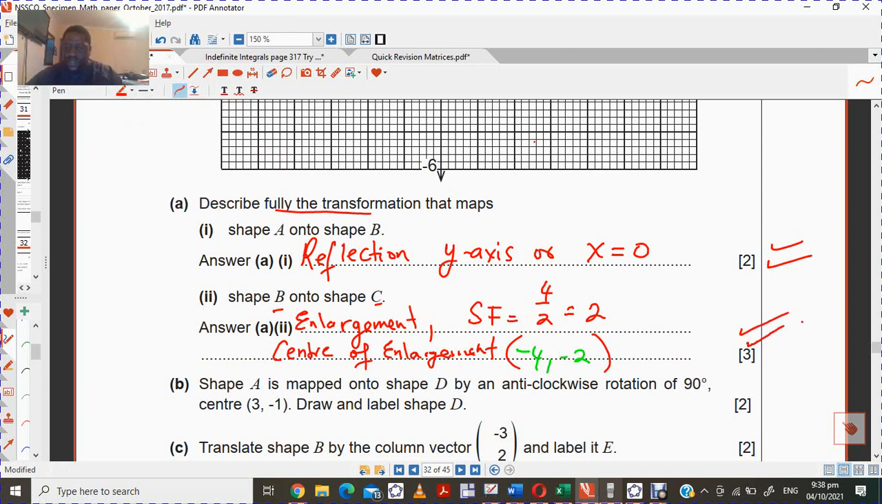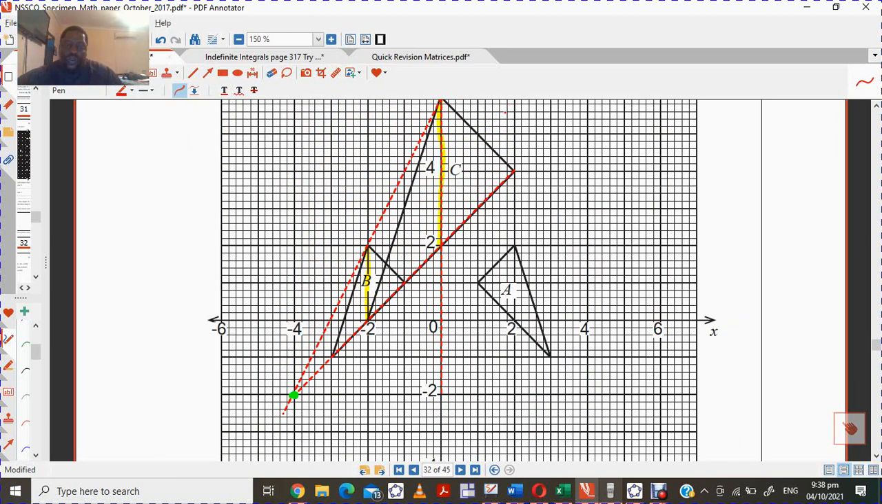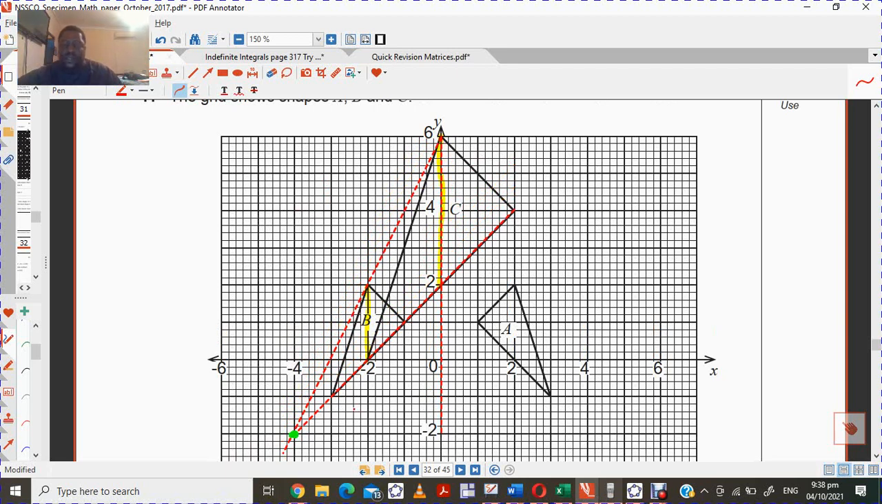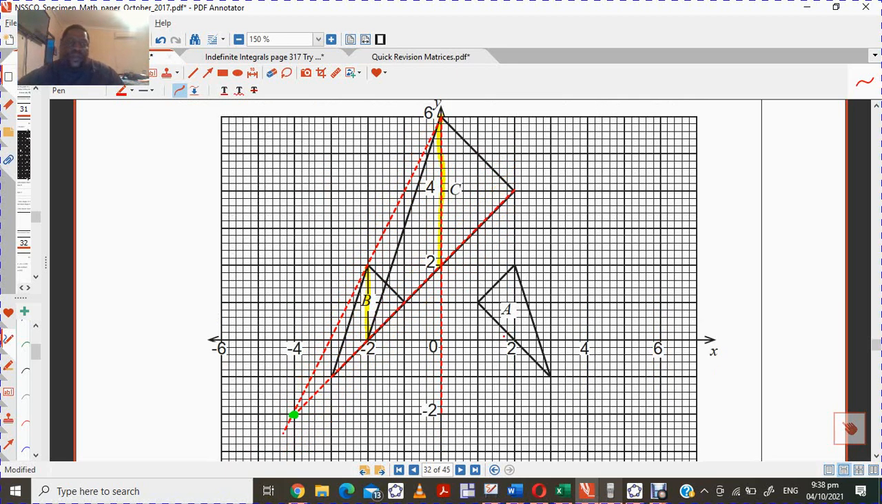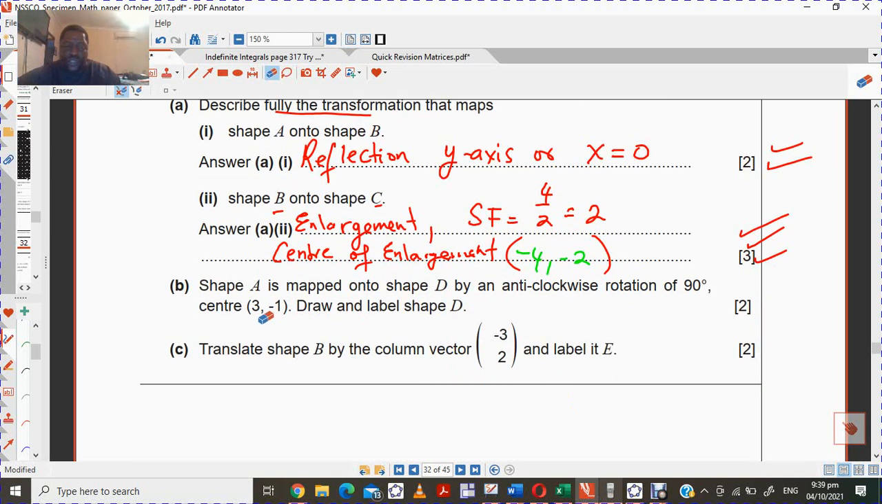It's enlargement, scale factor, center of enlargement. For the center of enlargement, you join the corresponding points, and where they all intersect is the center of enlargement. I'm going to take those lines away because I'll need that for the next part of the question. Now they are saying shape A is mapped onto D by an anti-clockwise rotation, and the center of rotation is 3, -1.